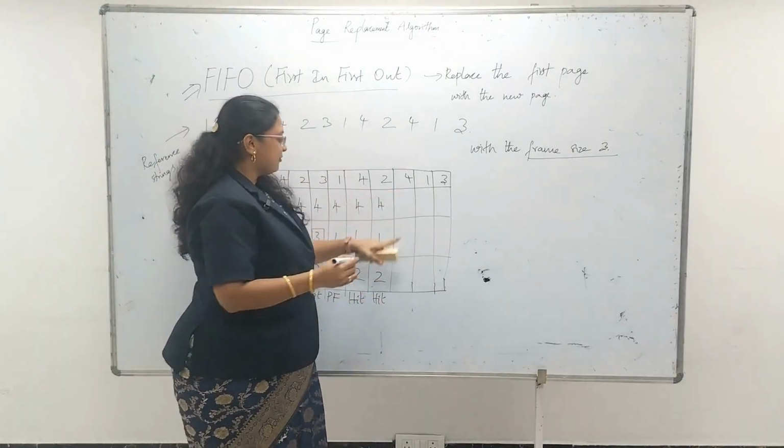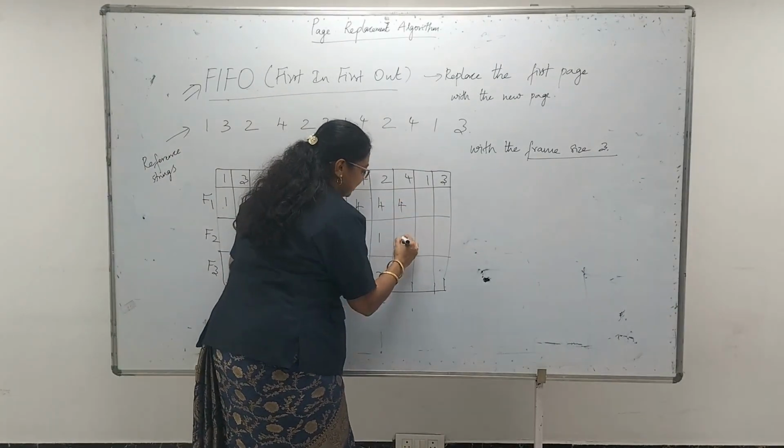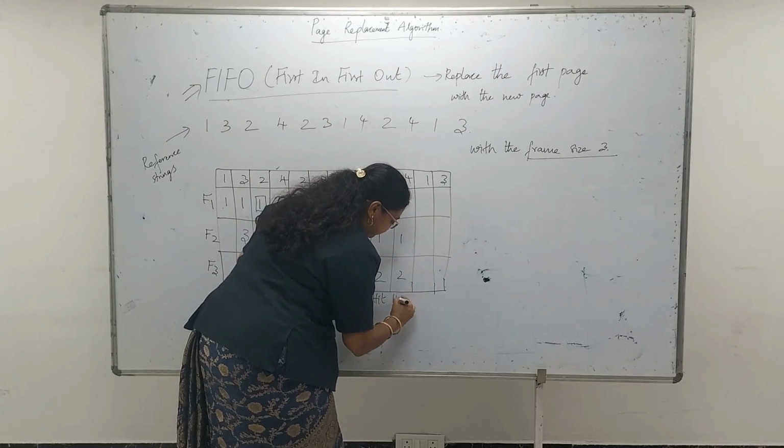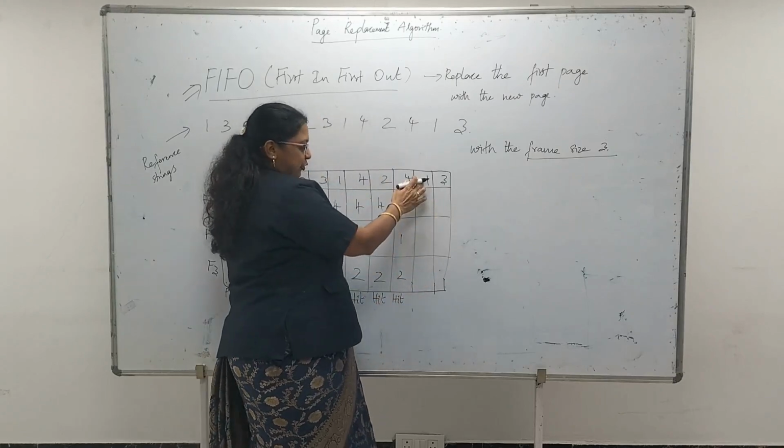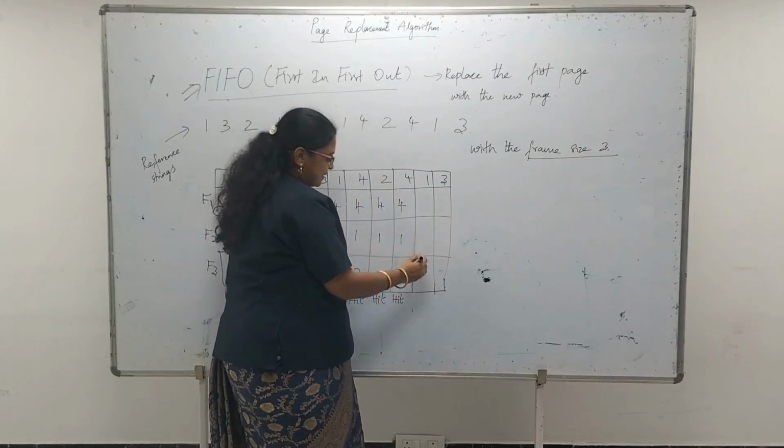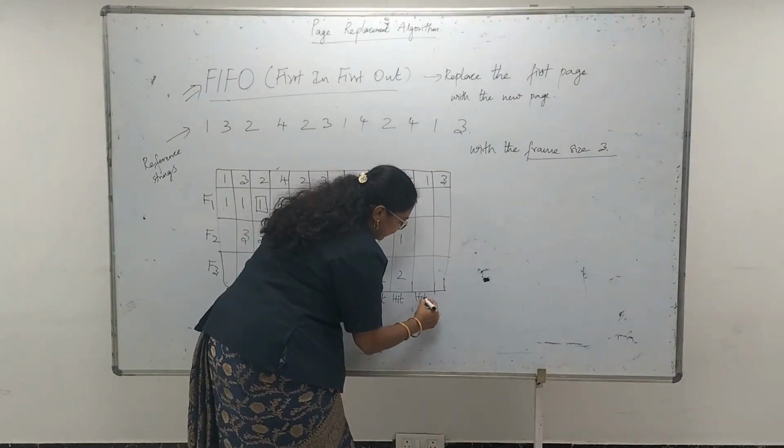Again you are going to insert 4. 4 is already present here. So that is also a hit. Now we are going to insert 1. 1 is also present here. So that is also a hit.